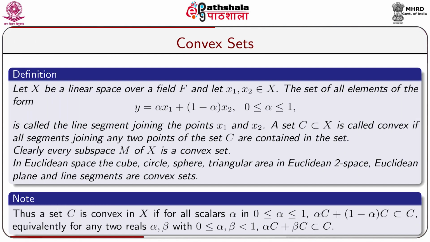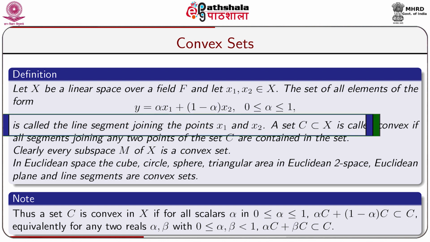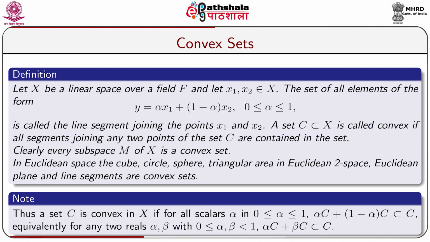Let us take a definition. Let X be a linear space over a field F. The field F either may be reals or may be complex. Let x1 and x2 be any two elements of X. The set of all elements of the form y = alpha x1 + (1 - alpha) x2, where 0 ≤ alpha ≤ 1, is called the line segment joining the points x1 and x2. A set C subset of X is called convex if all segments joining any two points of the set C are contained in the set.